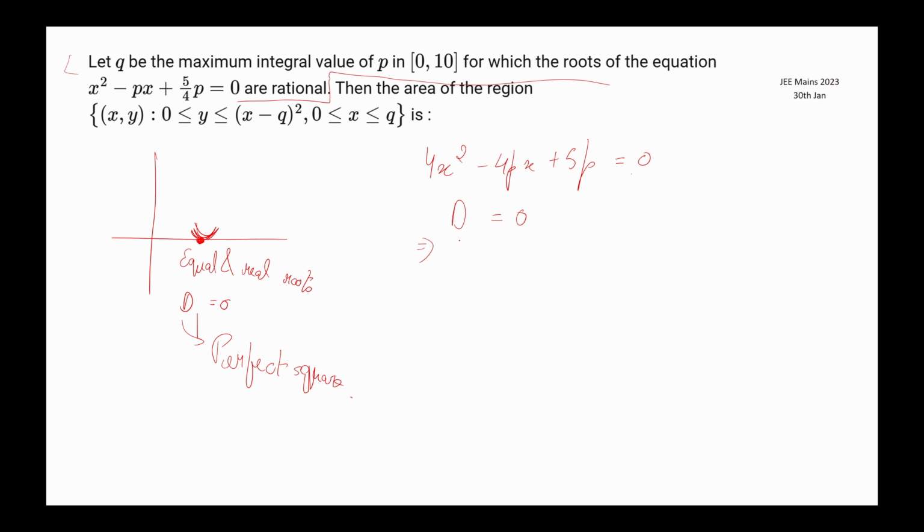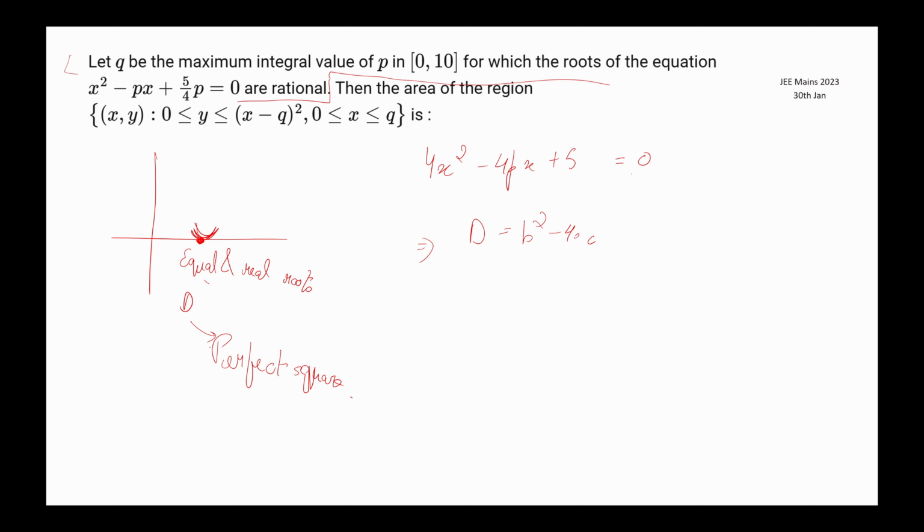So from here, what do we get? Sorry, d shouldn't be equal to 0. D has to be a perfect square basically. So from here I can say that my discriminant needs to be a perfect square. And when can it be a perfect square? Let us find out our d, which is b square minus 4ac.